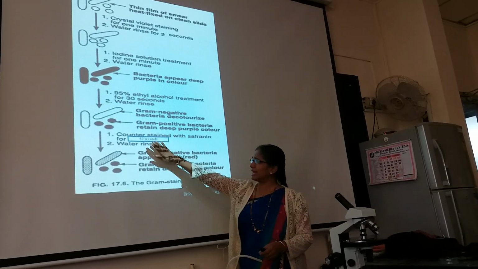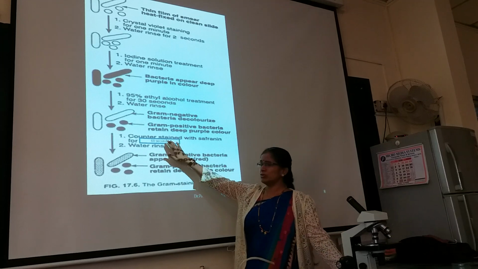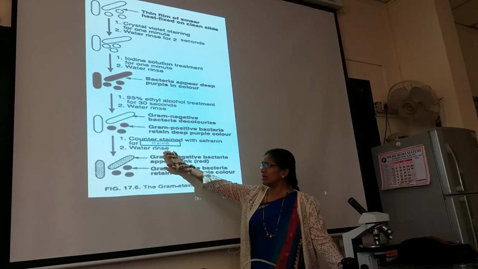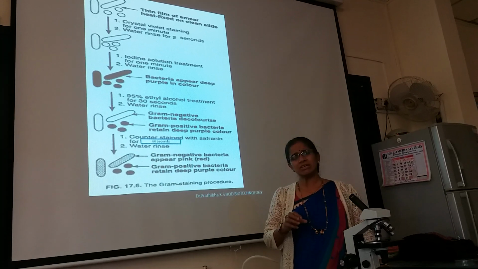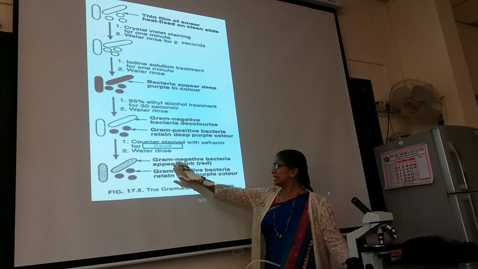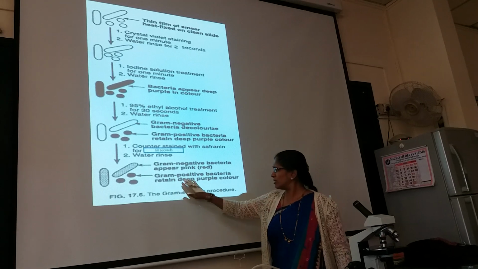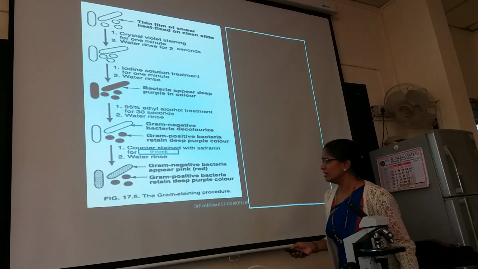Then you add the counterstain safranin for 30 to 60 seconds. After that, rinse with water. Once the rinsing is done, the excess stain, or the stain from cells which have not taken it properly, will be removed. Gram negative bacteria appear pink or red, whereas gram positive bacteria retain a deep purple or blue color.